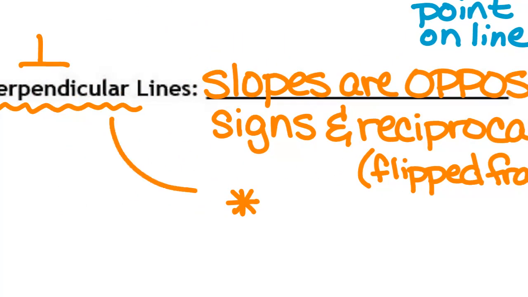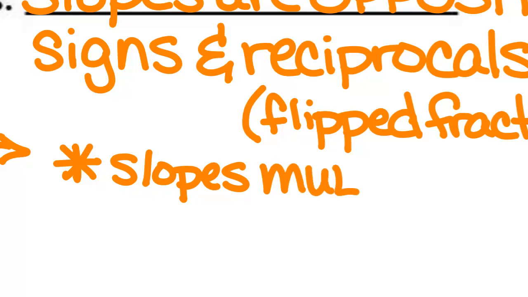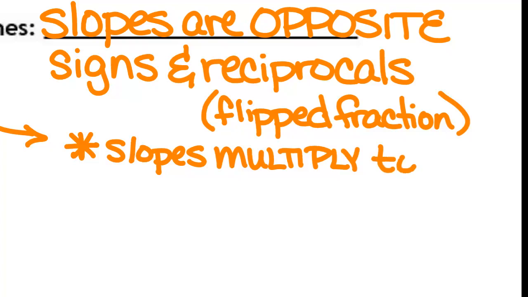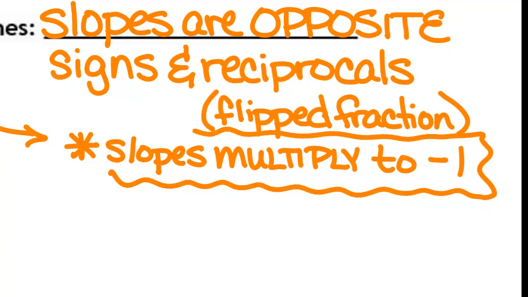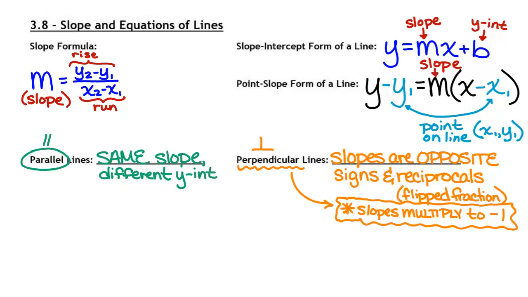For perpendicular lines, my slopes multiply to -1. So they are opposite signs of each other and they are reciprocals. And I can check if I have two slopes by multiplying them together and seeing if they simplify to -1.